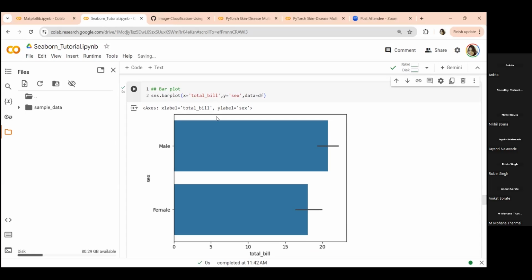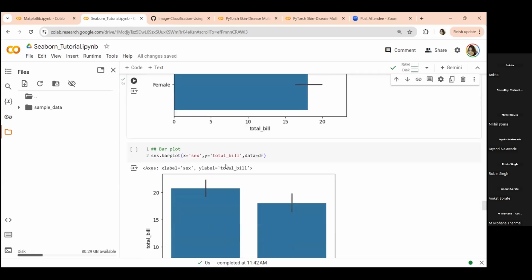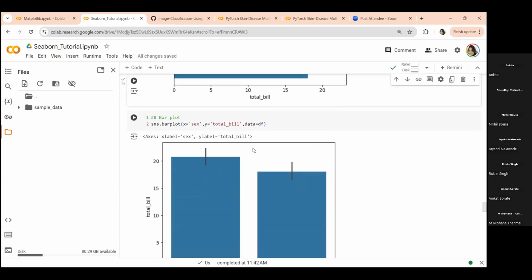So another one we are representing. This one is the vertical bar plot, and this one is the horizontal bar plot. In the previous class, one student asked me to represent the bar plot in a horizontal way or a vertical way, if possible. Yes, that is possible.